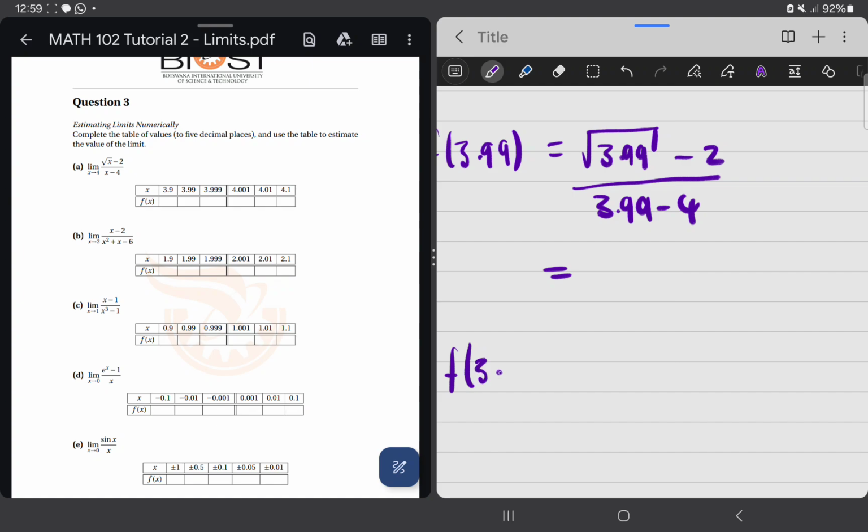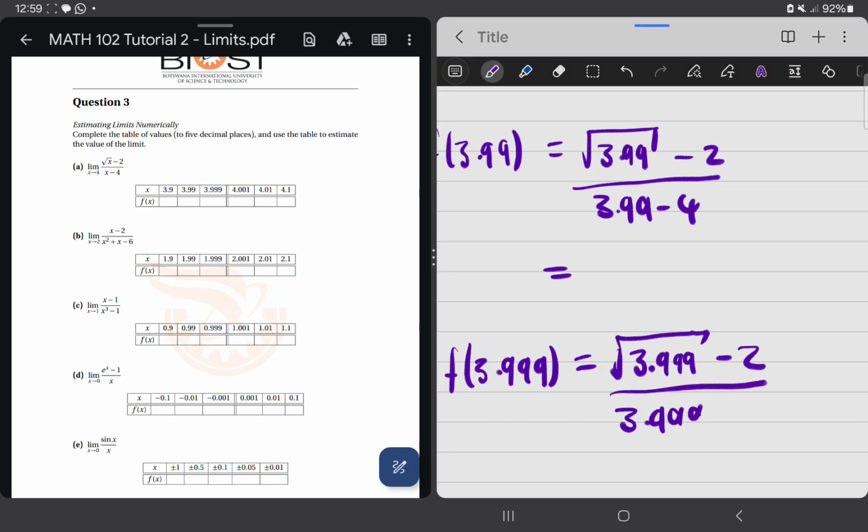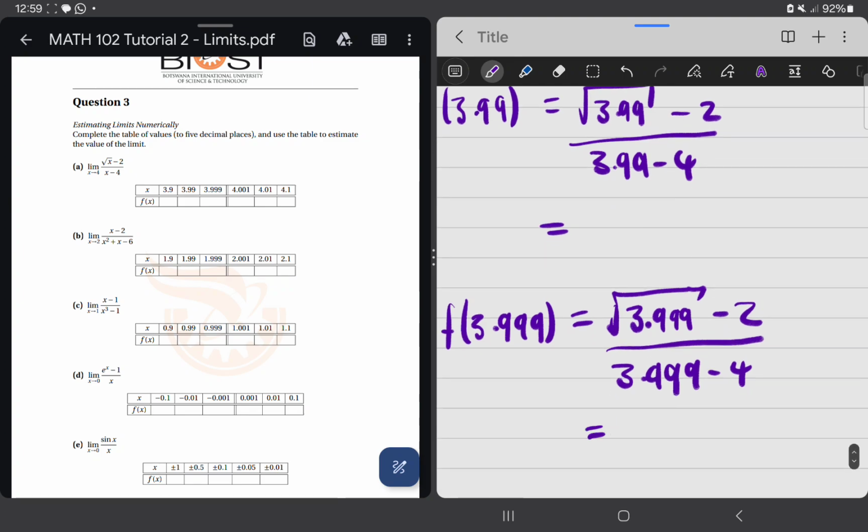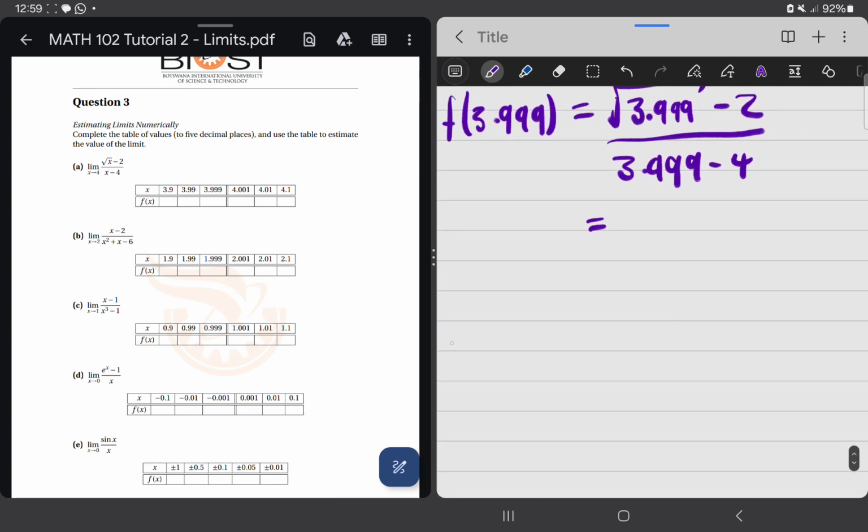Then I'll say f of 3.999. This is going to be the square root of 3.999 minus 2 all over 3.999 minus 4. So there we go. Our values, we're doing for all 6 of them, right? Yeah. And you can do now f of 4.001. It is going to be the square root.